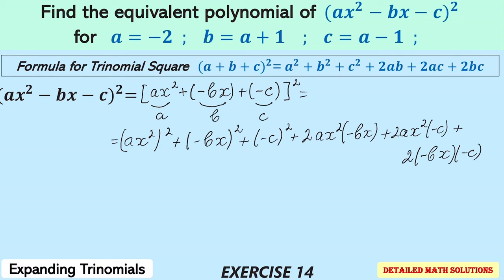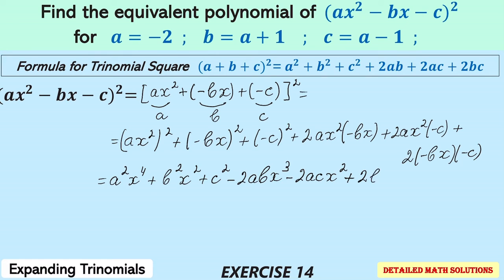When I simplify further, this equals to a²x⁴ + b²x² + c² − 2abx³ − 2acx² + 2bcx. As a next step, I need to substitute a, b, and c with their values.